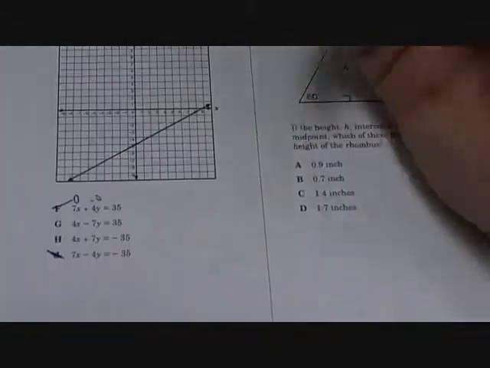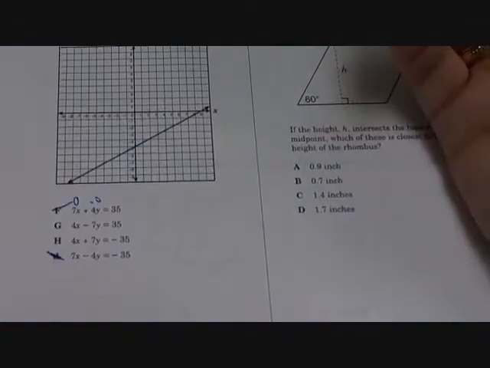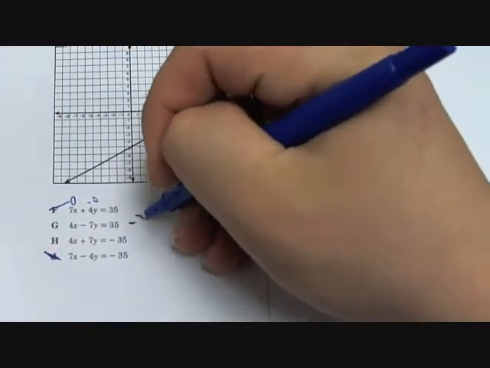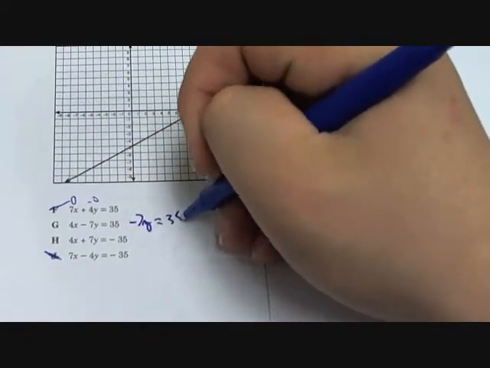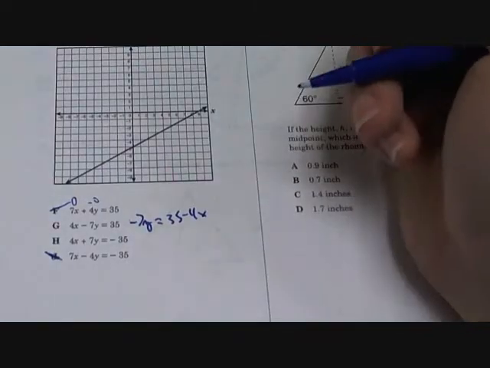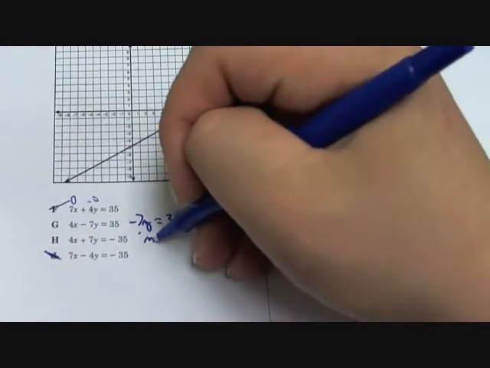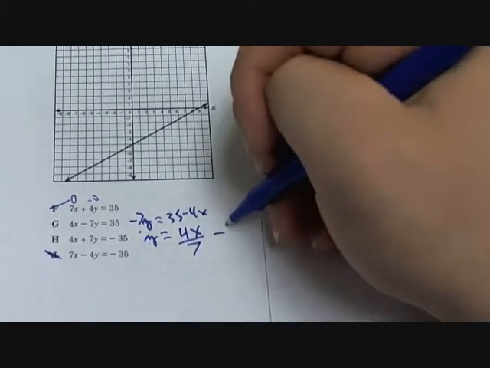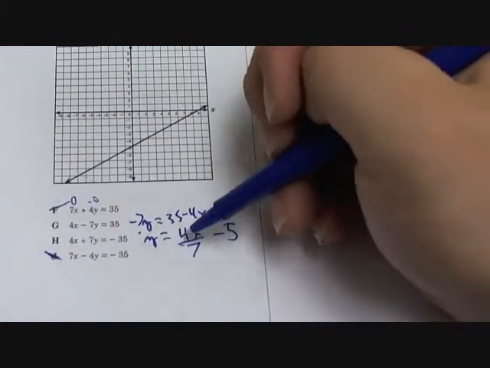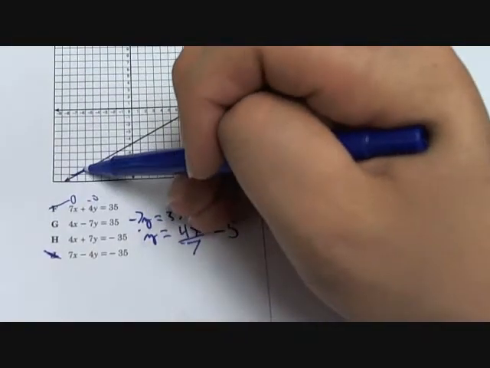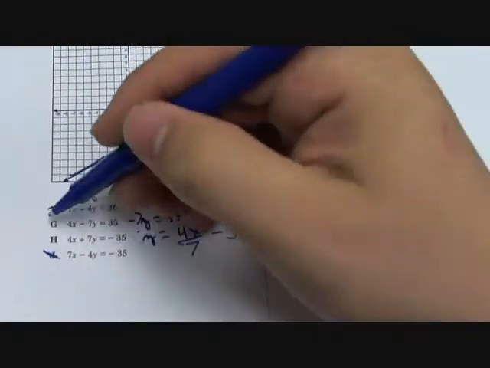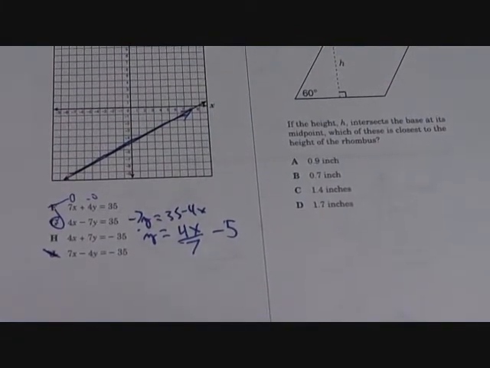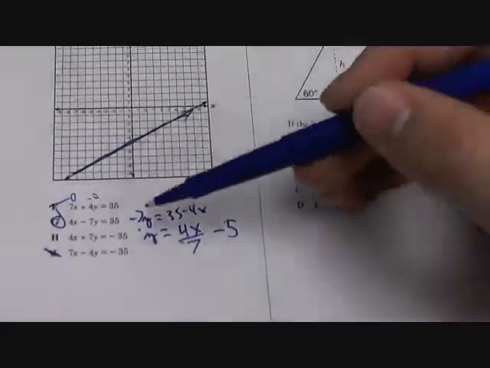And that one cancels. Alright, now with these two, we have to change it to mx plus b form. So we have negative 7y is equal to 35 minus 4x. Divide by negative 7. Y is equal to 4x over 7 minus 5. Remember, this slope is positive. And what is this slope? It's a positive slope, so the answer is G. Because it's a positive slope, and that's the only one that's left. So we don't even have to do H.